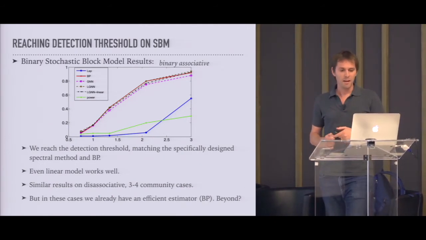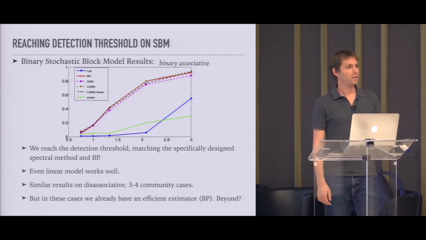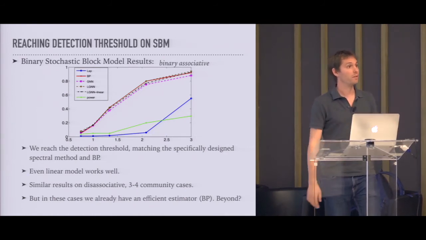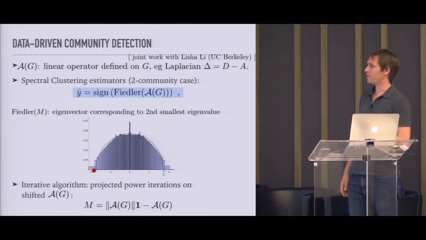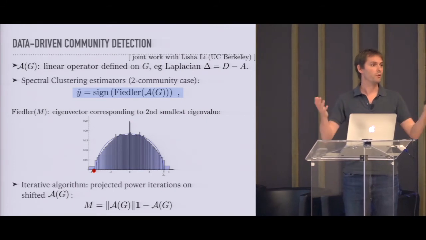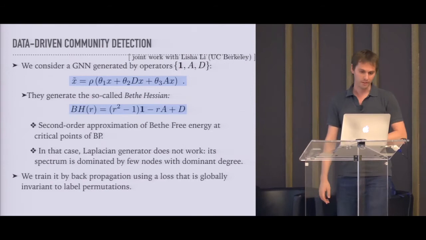And in a sense, it's actually interesting that even the linear model works well. Okay, so when I say linear model, it's the same model I described before, but you have no activation function. You just learn the coefficients of these polynomials, and if you think about this power iteration, it's a linear model, right? You don't need to introduce thresholds or ReLUs, etc. You just iterate on this operator and you project.